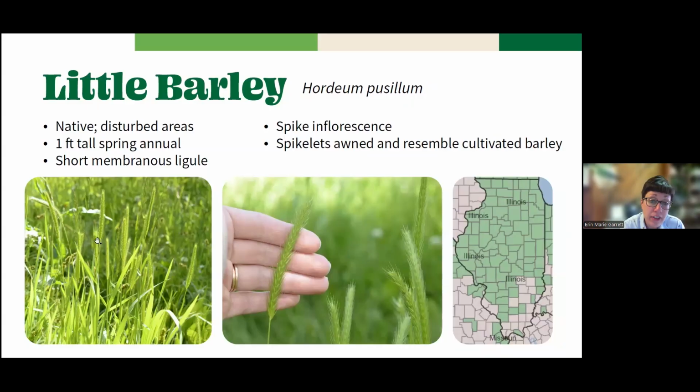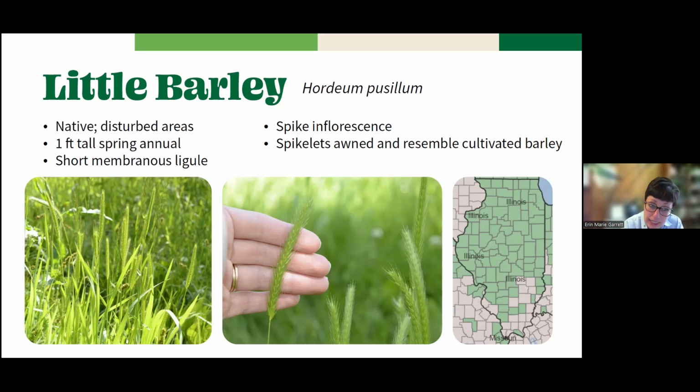Okay. Another related barley is little barley. Again, it is a native, but we find it in more of those disturbed areas. I've even seen it growing in a gravel path that we have around a garden. So it can definitely be in more of your home landscape too. This one is going to be rather short again, so usually under a foot tall. I say typically like 6 inches is how tall I see it. And it is a spring annual, so it is going to green up and grow and bloom in the spring.